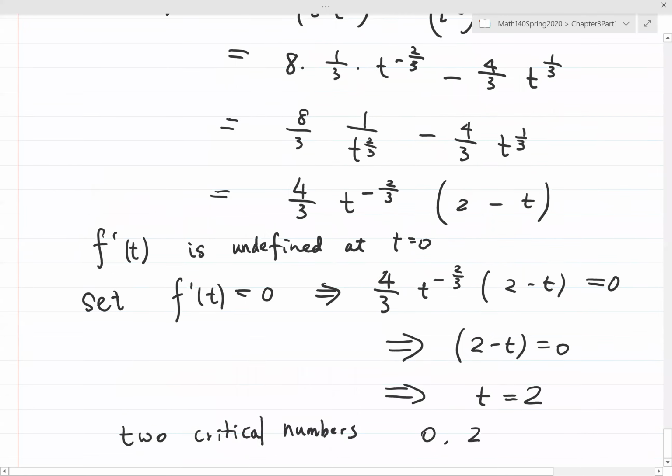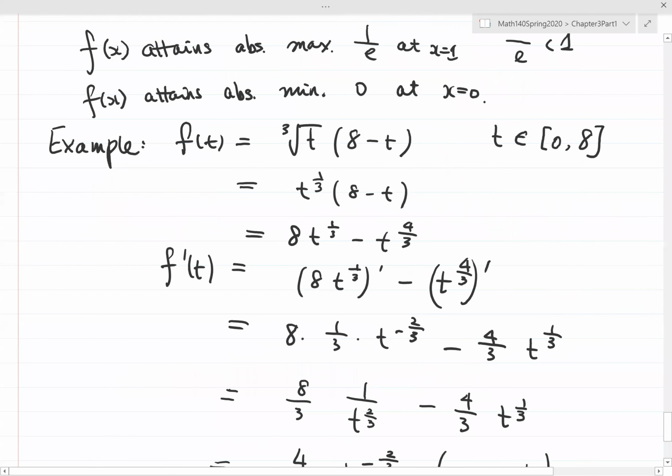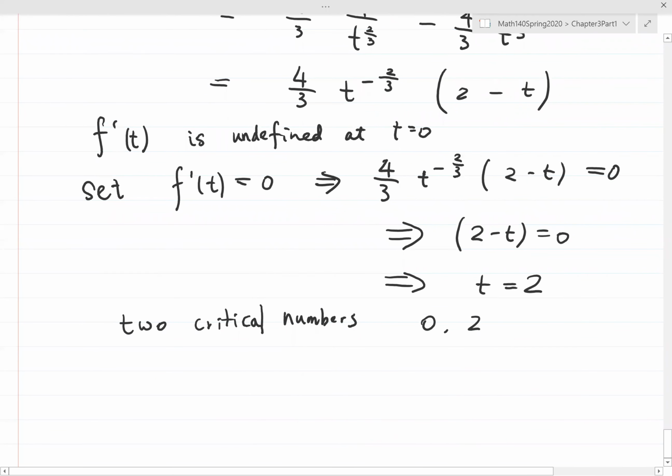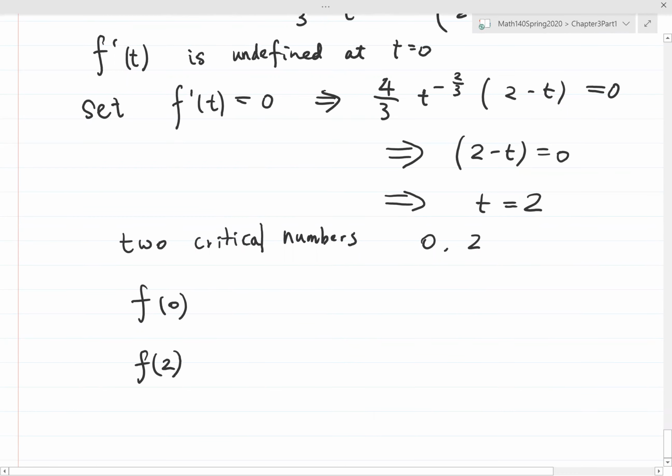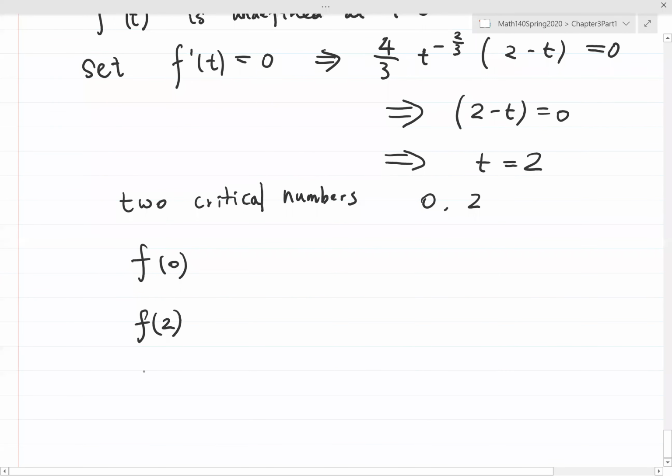For this problem, the critical number 0 exactly agrees with one of the endpoints of the interval. Remember the interval is 0 to 8. So we need to find the function values, step 3 of the closed interval method. f(0), the function value at the critical numbers. Don't forget the function value at the boundary. f(8).